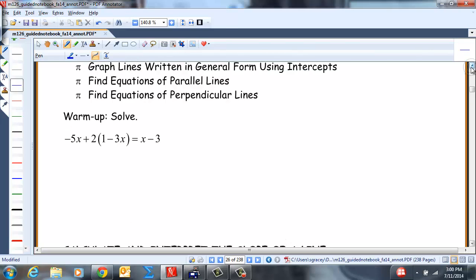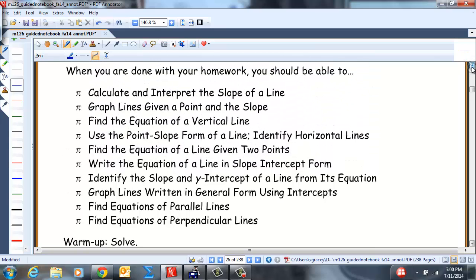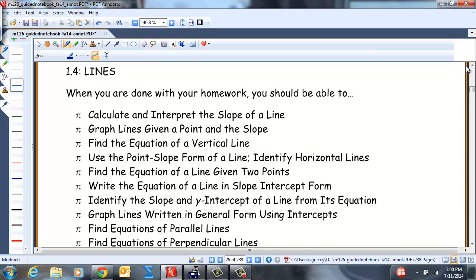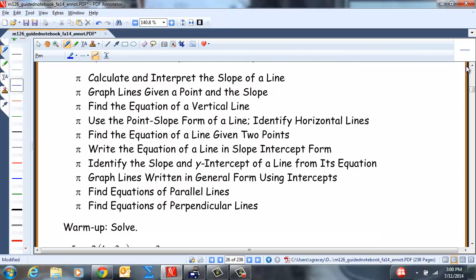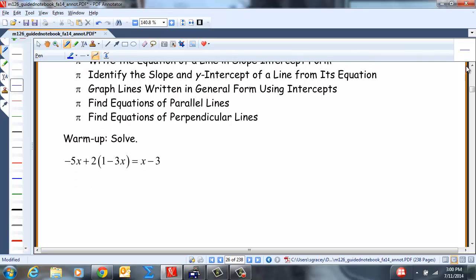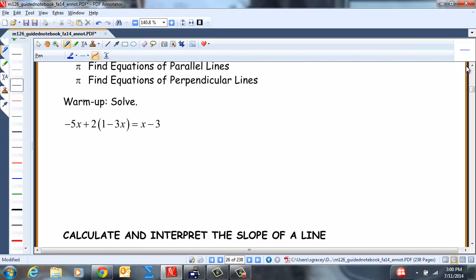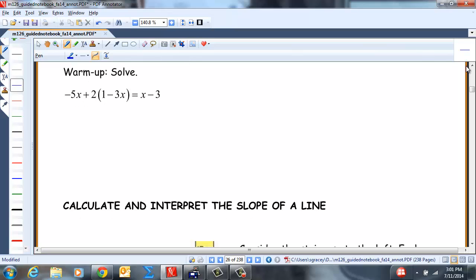Today we'll be reviewing lines, so linear equations in two variables. And these are all the things we're going to cover. Go ahead and read them over if you'd like. And we'll show examples of all of these things as we go through the lecture. We are using the Precalculus Enhanced with Graphing Utilities text by Sullivan and Sullivan.